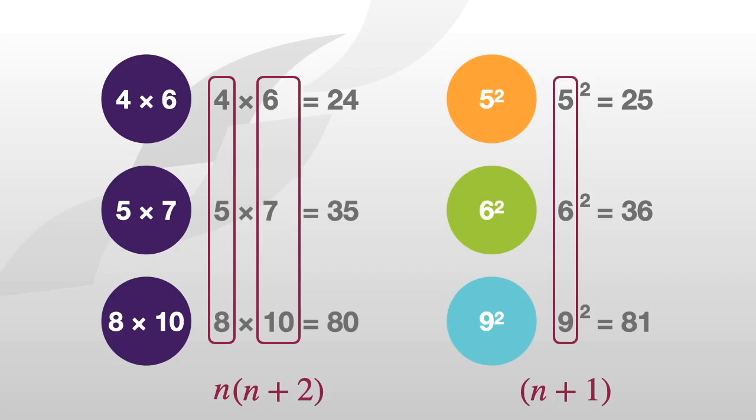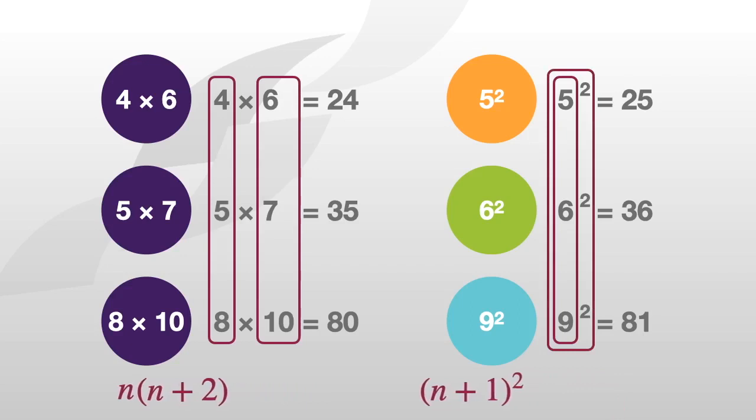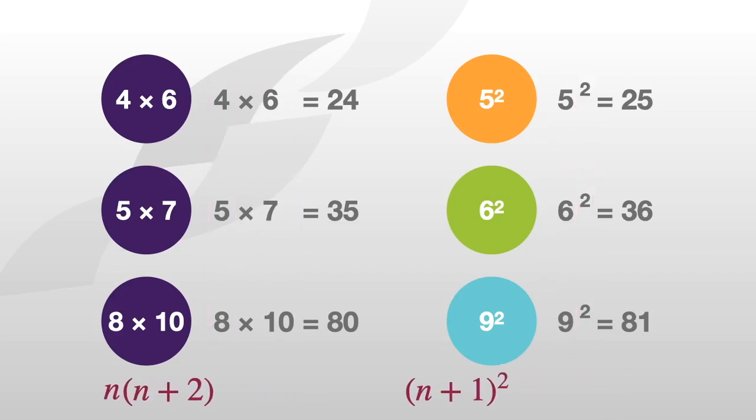This middle number is then squared. Expanding each expression gives n squared plus 2n and n squared plus 2n plus 1, respectively. Notice that the expression on the right is 1 greater than the expression on the left. Or, in other words, the expression on the left is 1 less than the expression on the right. This proves what we noticed at the outset of this video.